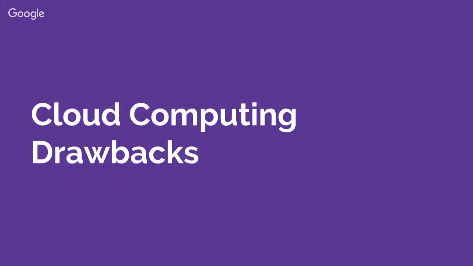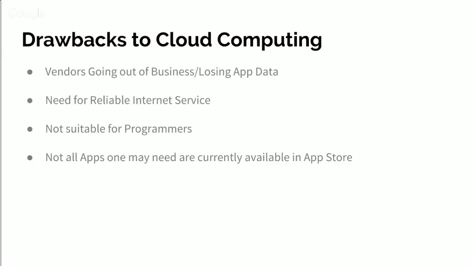So what are the drawbacks of cloud computing? Well, the first one is that vendors will go out of business and lose app data. I mean, that goes without saying. You also need a reliable internet service. And this is a big concern with a lot of people because there'll be times where your internet will go down, maybe due to bad weather or something like that. But the only way to access this data is if you have internet. If your internet goes down all of a sudden, you're not going to be able to access it anymore. So it's going to have to be a reliable internet service for cloud computing to be beneficial for you.